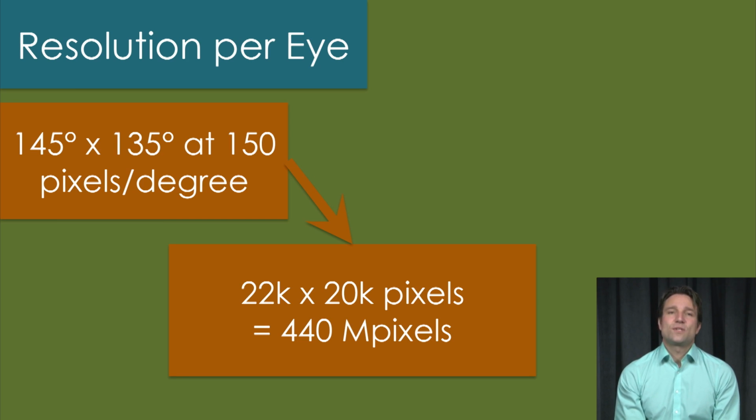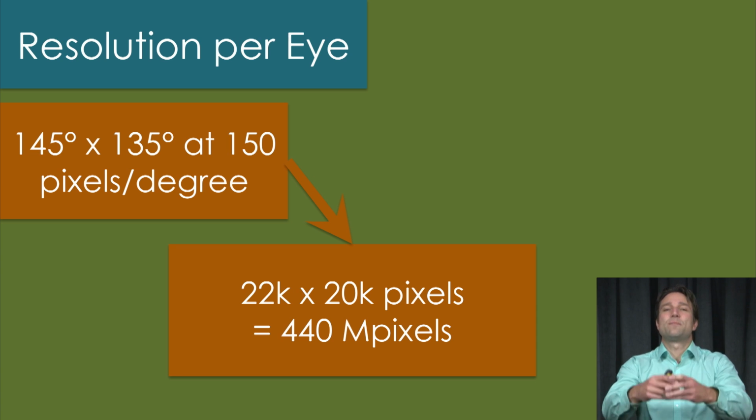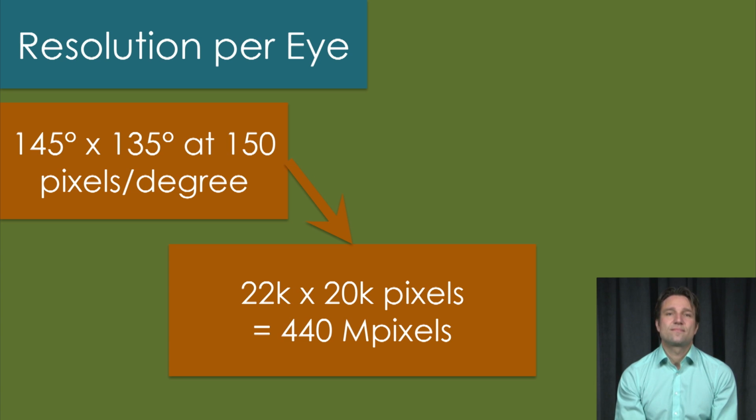Knowing that, we can do a quick calculation of how many pixels a head-mounted display would have to display to fully address the human field of view. At 145 by 135 degrees, and 150 pixels per degree, we'd have to have a 22,000 by 20,000 pixel display to render 440 million pixels for each eye. That's almost 1 billion pixels combined. If that was a one-time challenge, modern graphics cards with over 100 billion pixel rendering rates wouldn't be too intimidated.